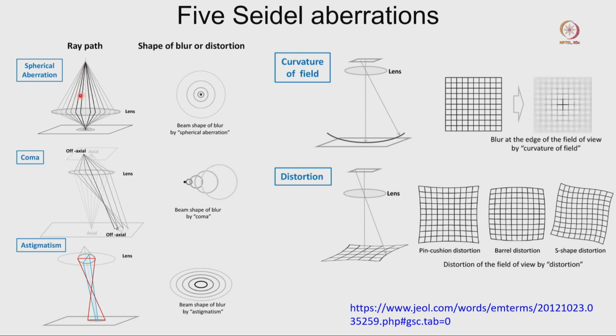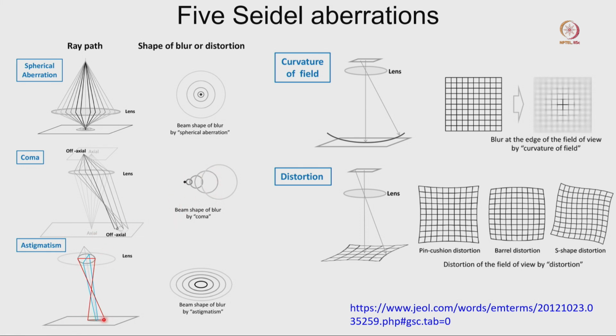Where rays are away from the periphery of the lens, they are converging in a different point, and that is called the spherical aberration. Coma is an off-axis aberration, where the optical axis is completely changed, and some of the rays converge here, some converge in a different plane, and you always have a coma-shaped beam. And then there is astigmatism.